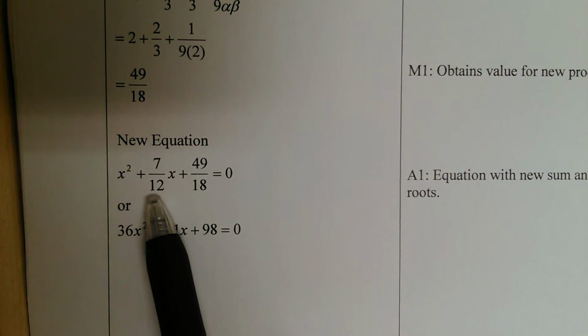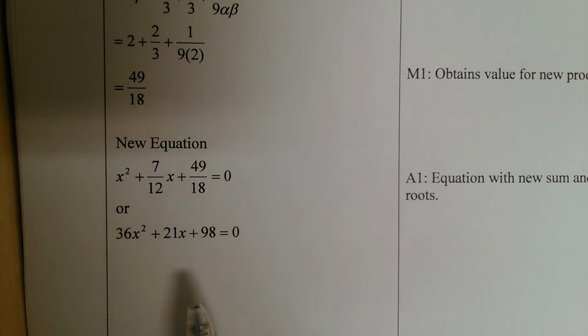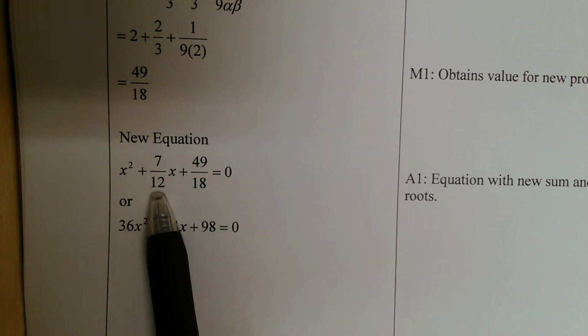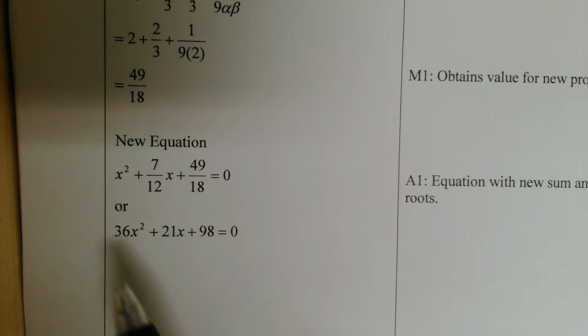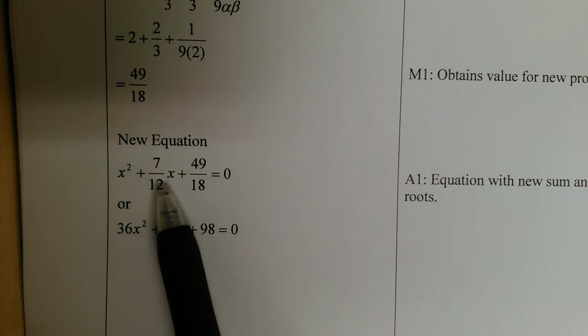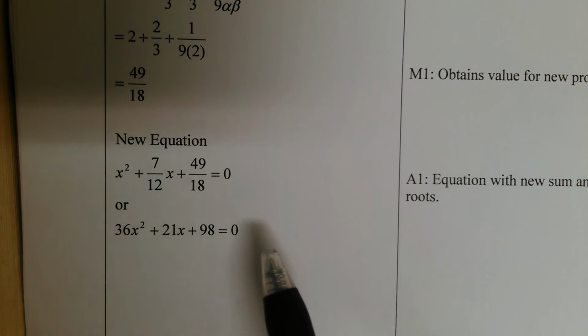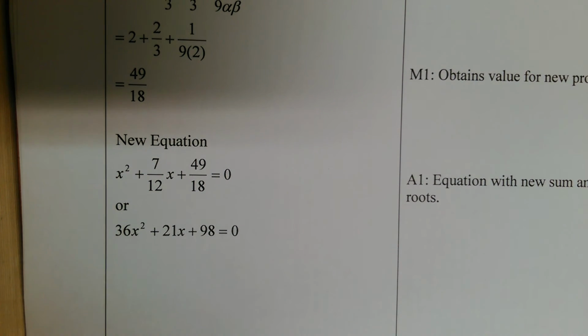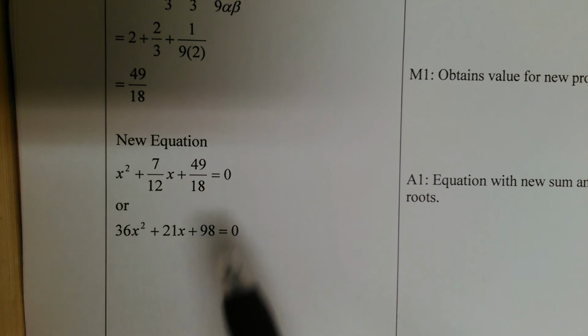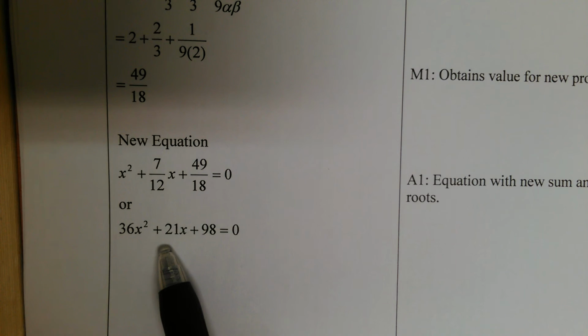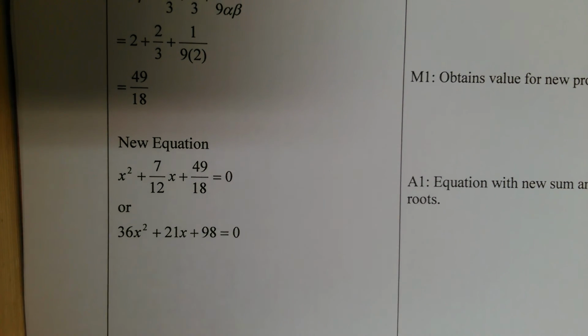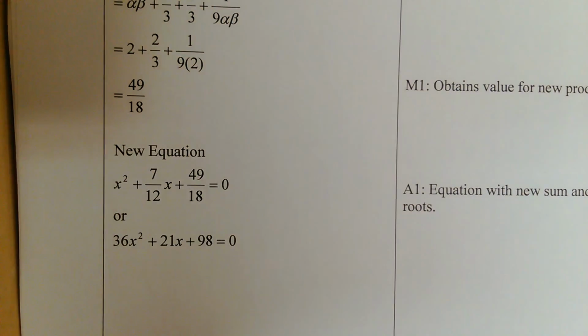Here is where we will form the new equation, where x squared minus the new sum of roots x, the sum of roots was negative 7 over 12, negative will give you 7 over 12, plus the product of roots, which is 49 over 18. If you wish to make the equation look a bit nicer, which is not actually necessary, but if you wish to, the lowest common multiple of 12 and 18 is 36. So if I multiply both sides of the equation by 36, I obtain 36x squared plus 21x plus 98 equals 0. And your question 3 is done.